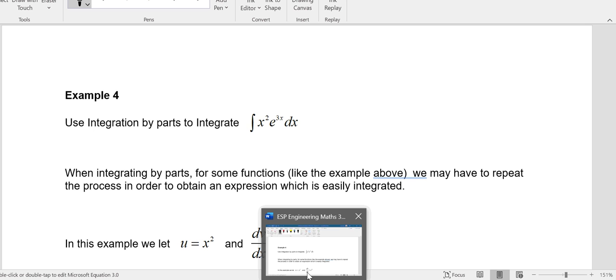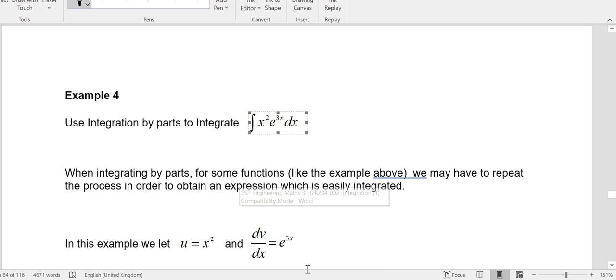So now you've had a chance to have a go at some of the integration by parts problems. We'll look at a double application of integration by parts. So this is example 4. I'll just copy and paste that into my notes. I'll kick off.